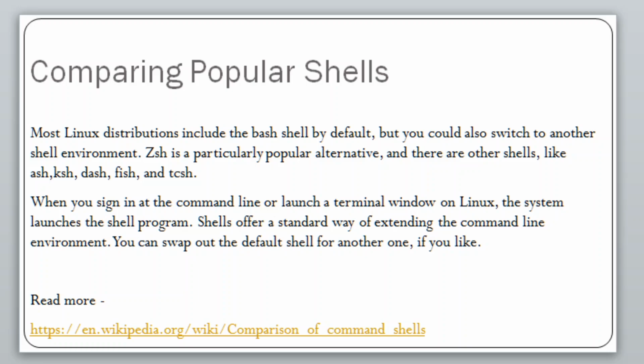So most Linux distributions include the bash shell by default. But you could also switch to another shell environment. Z shell is a particularly popular alternative, and there are other shells like A shell, K shell, dash, fish, and TC shell. When you sign in to the command line or launch a terminal window on Linux, the system launches the shell program. Shells offer a standard way of extending the command line environment, and you can swap out the default shell for another one if you like.